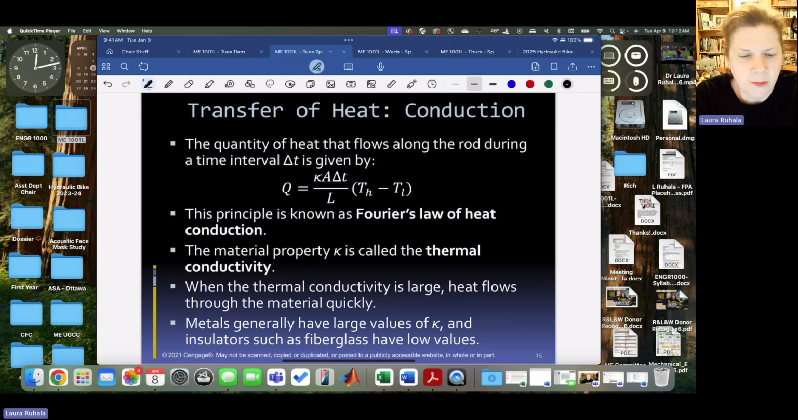The material property kappa is called the thermal conductivity. When the thermal conductivity is large, heat flows through the material quickly. Inversely, if it's small, it would not be flowing so quickly. Metals generally have large values of thermal conductivity, and insulators such as fiberglass would have low values.